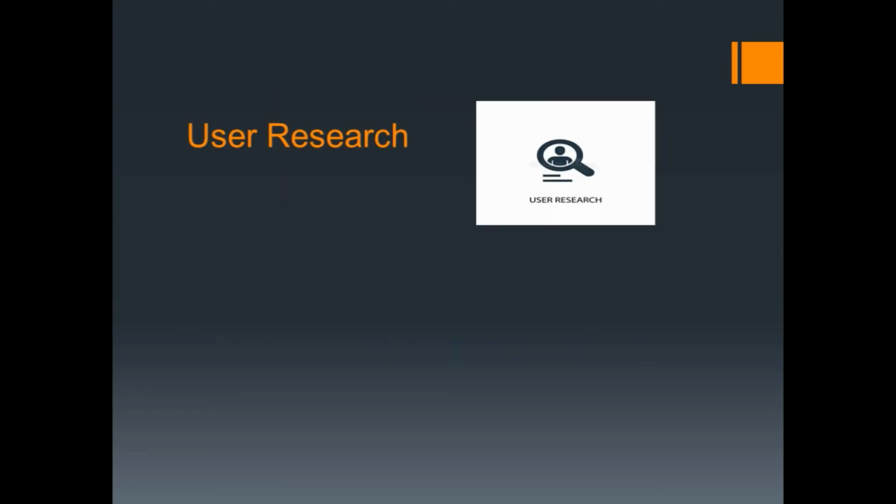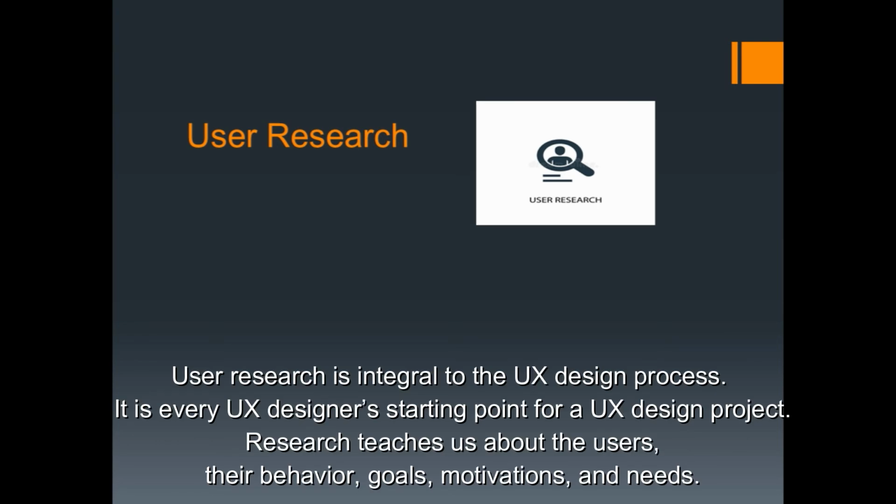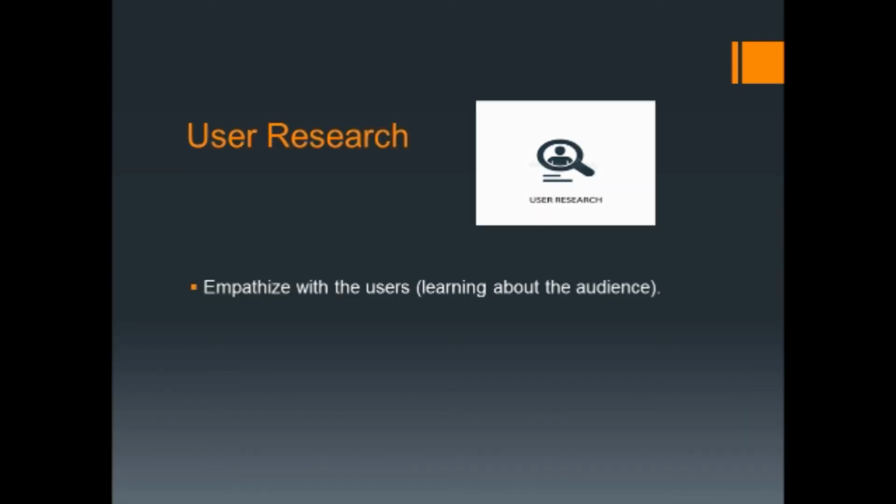First phase is user research. User research is integral to the UX design process. It is every UX designer's starting point for a UX design project. Research teaches us about the user, their behavior, goals, motivation, and needs. It's all about learning about the audience. For example, online surveys, user interviews, user personas, etc.